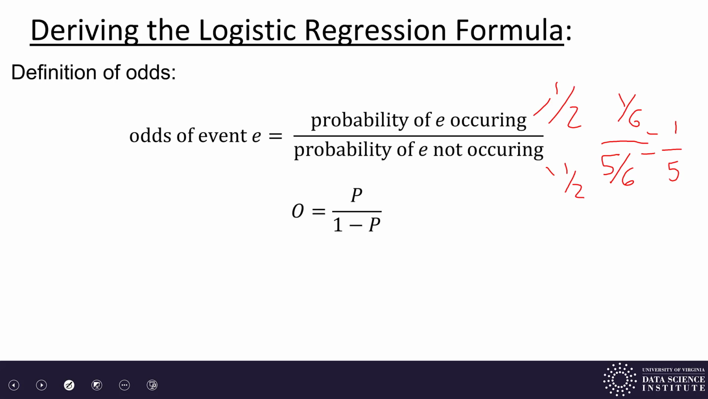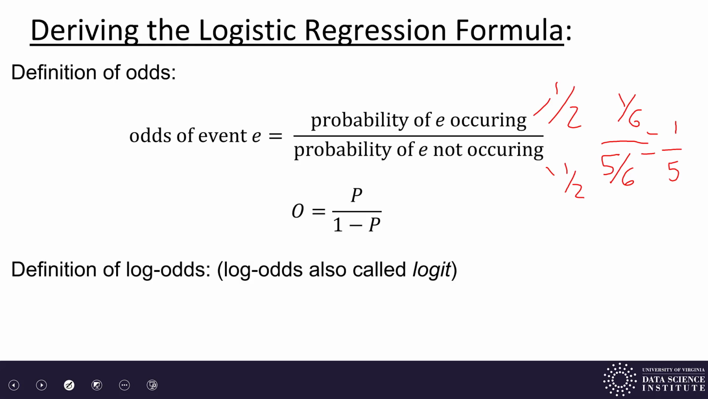We can write the odds this way: O equals P, P being the probability of the event, divided by 1 minus P. What we often want to work with is not the odds directly, but the log of the odds, also called the logit. It's the natural logarithm of the odds. That's given here. So it's the natural logarithm of the odds, which equals the natural logarithm of P over 1 minus P.